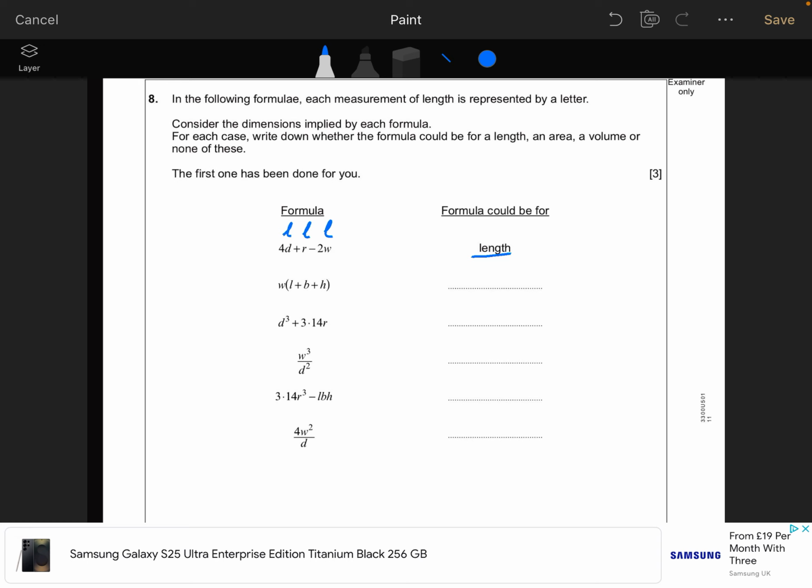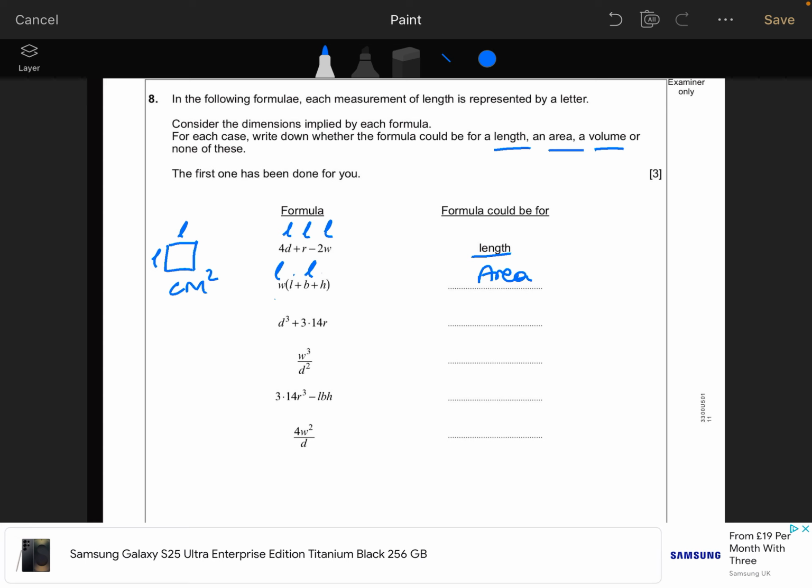So the next one, I've got a length, W is a length, and then in the bracket I've got a length plus a length plus a length. Well, that's just a length times by a length. That's going to be a length squared. Well, that's like centimetres squared, isn't it? That's a length times by a length to work out an area. One length times by another length gives me an area. So we need to put in area here because it says either a length, an area, or a volume.